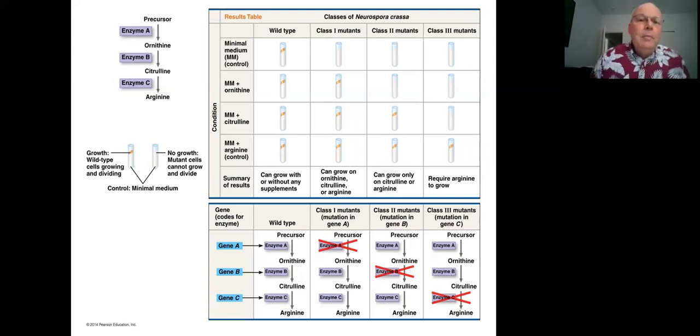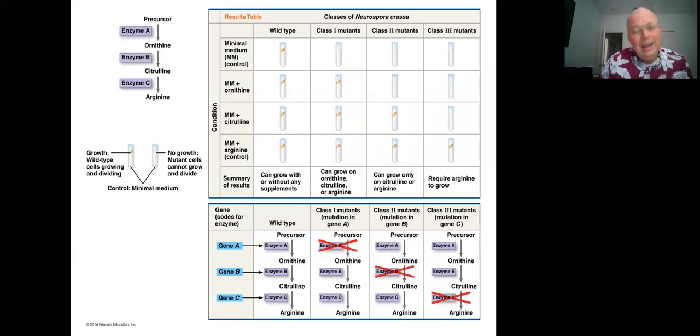So while the actual metabolic pathway to arginine was not fully developed at this point, it was well known that the molecules ornithine and citrulline were intermediates along the way to making arginine because of their structure. And what was known was that there must be some form of organic precursor molecule that the fungus was able to make, that it then converted to ornithine.